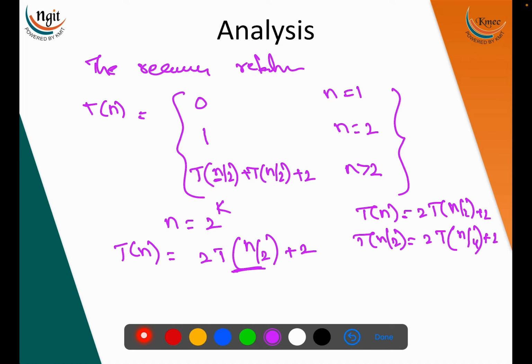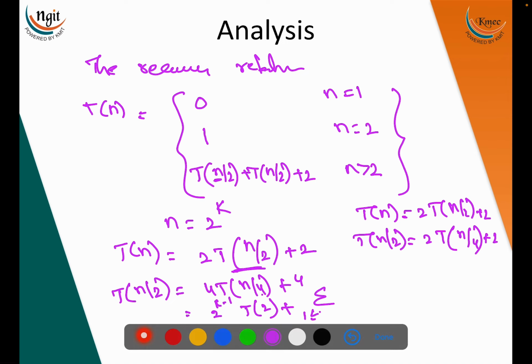Now come back and substitute over here. T of n by 2 value is what? 4 T of n by 4 plus 4. If you take n by 8, it will be again powers of 2. This is what? 2 power 0, 2 power 1, 2 square. So finally I am writing the recurrence relation: 2 power k minus 1 of T of 2, plus sum of 1 less than or equal to i less than or equal to k minus 1 of 2 power i.